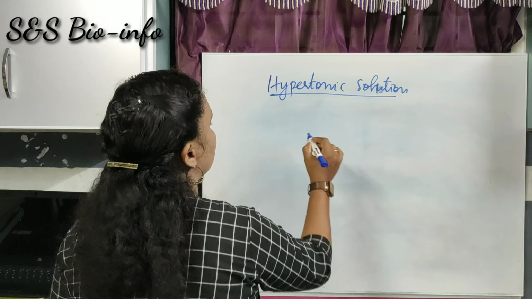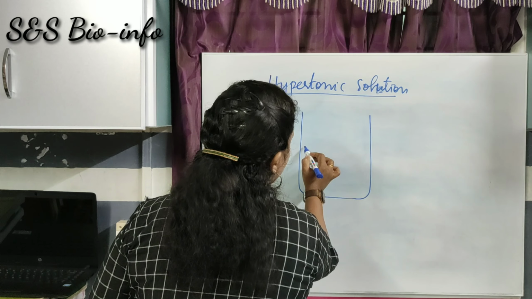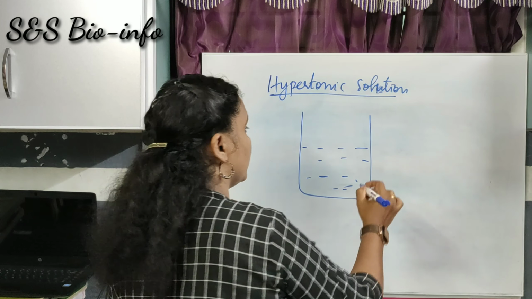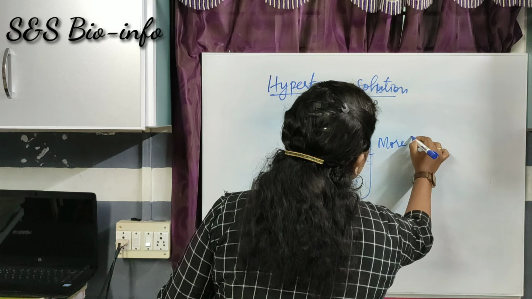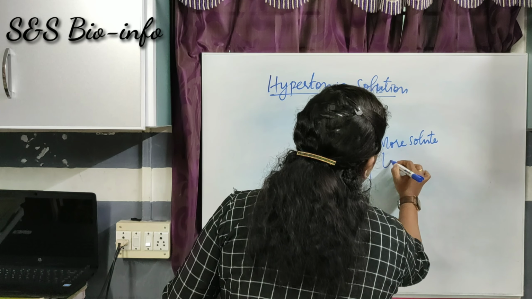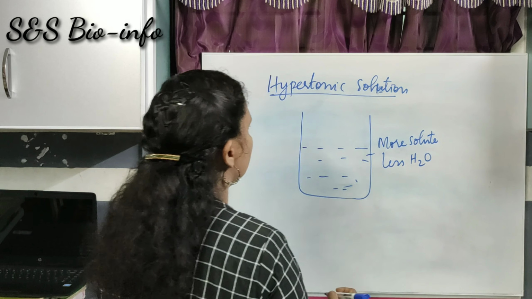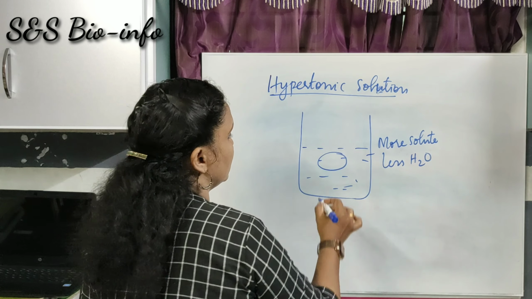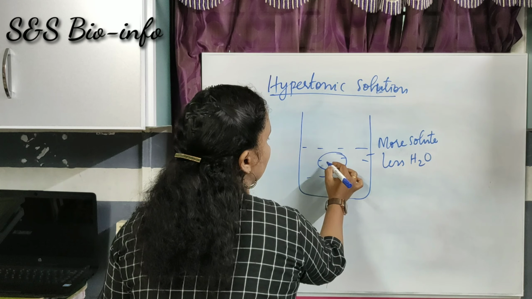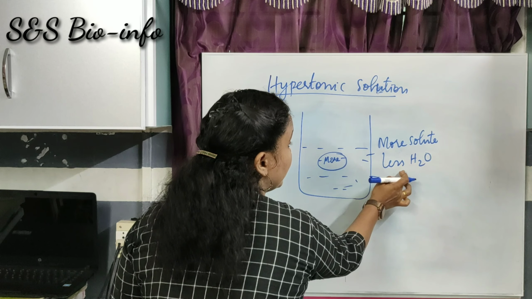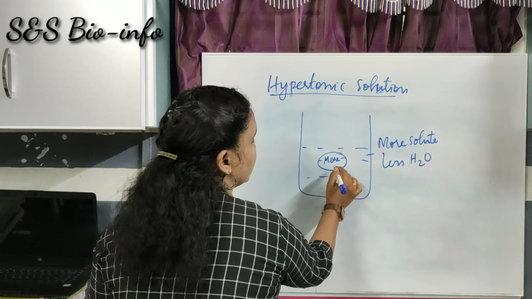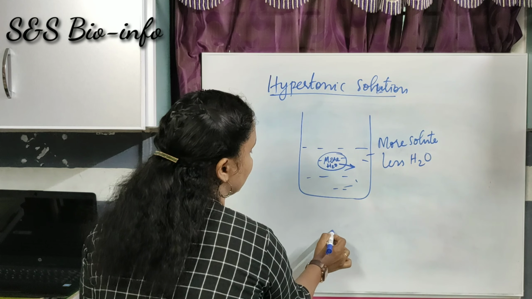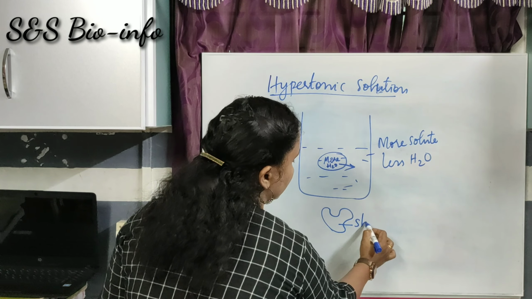Now you look at the board. Suppose this is a beaker with a hypertonic solution. So what is the speciality of hypertonic solution? More solute, less water. So what will happen if we put an animal cell in this type of solution? Here the amount of water in the cell is more compared to the surrounding medium. More water, so water molecules move out of the cell. So what is the result? The cell shrinks.